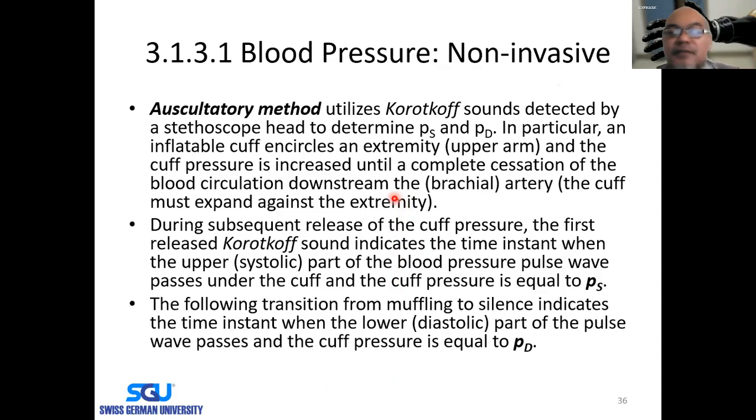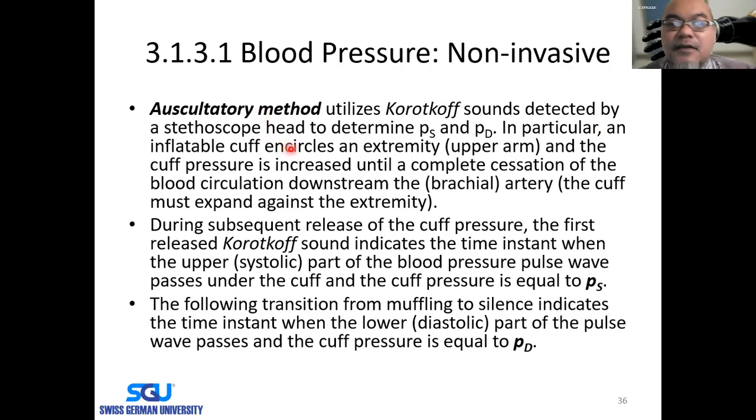If we want to measure blood pressure non-invasively, the most common one is using the auscultatory method, using Korotkoff sounds. This is using a sphygmomanometer in conjunction with a stethoscope. The Korotkoff sounds are detected by the stethoscope head to determine when the systolic and diastolic pressure occurs.